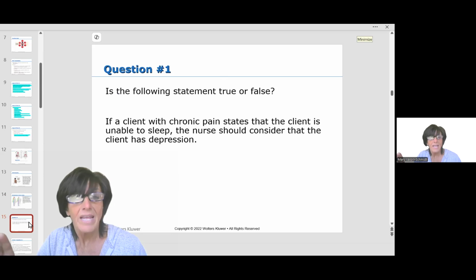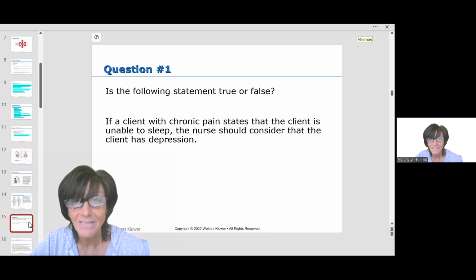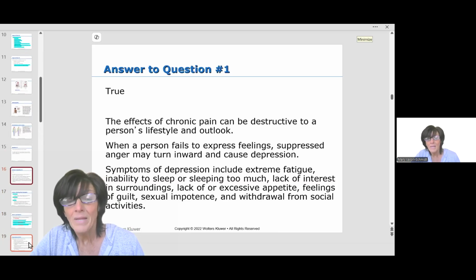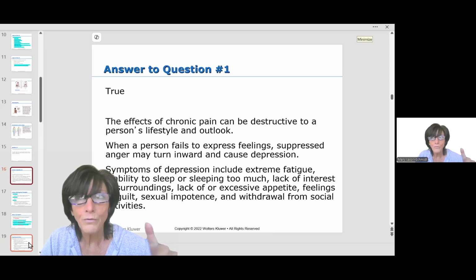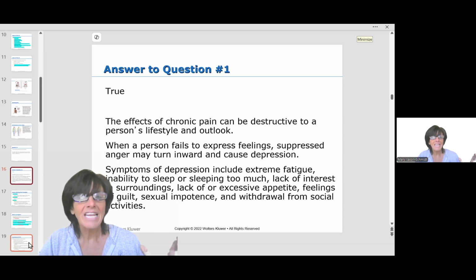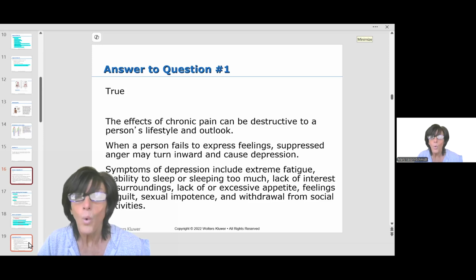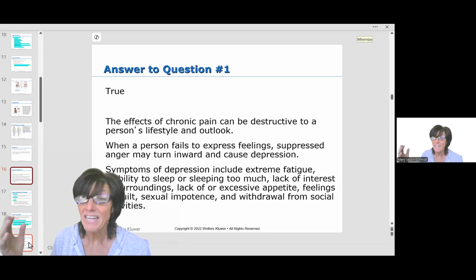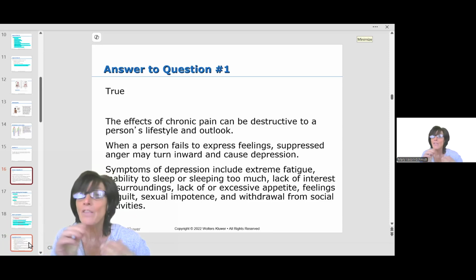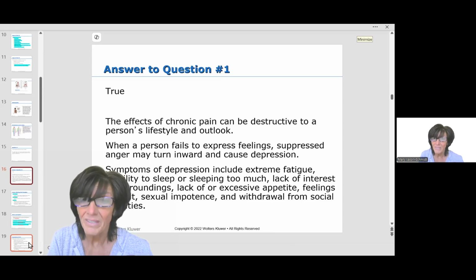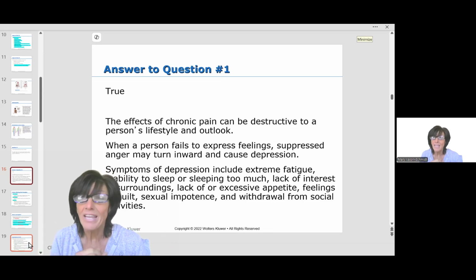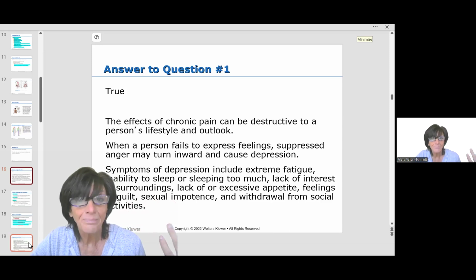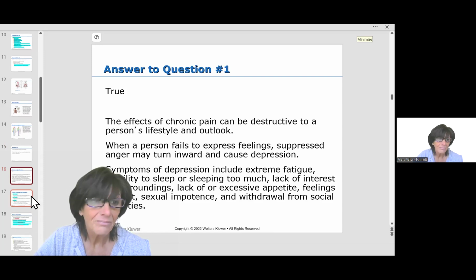Question: is this true or false? If a patient with chronic pain states that they can't sleep, you should consider that maybe they're depressed. True. When people are depressed, one of two things can happen to their sleep. They can either just constantly sleep or never sleep. Okay? They can have lack of interest in things around them. They can either not eat or eat too much. They can have feelings of guilt. They can withdraw from social activities. They can even have trouble with sex, because if you're in pain, you don't feel like doing that.